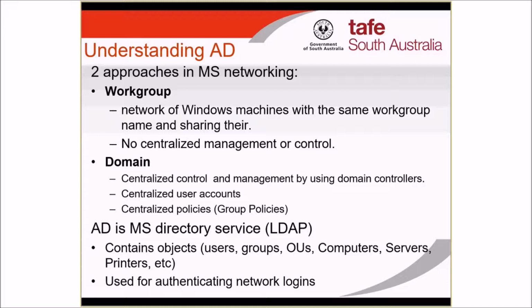So Active Directory contains objects. Everything in Active Directory is called an object. But there are different types of objects. There are users, groups, OUs, computers, servers, printers, and many more.